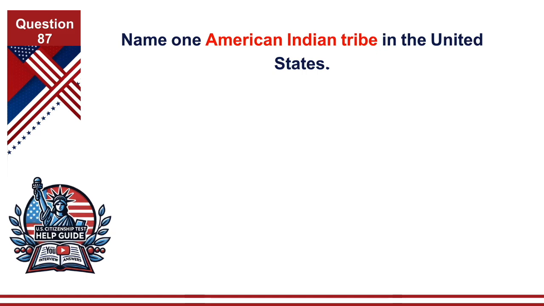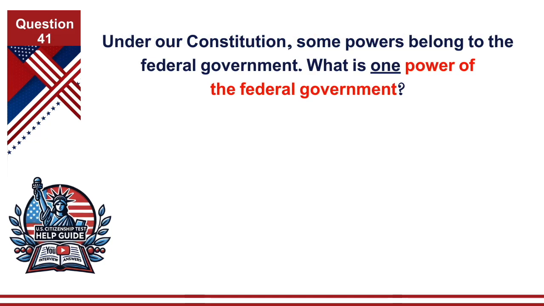Name one American Indian tribe in the United States. Cherokee. Under our Constitution, some powers belong to the federal government. What is one power of the federal government? To print money.